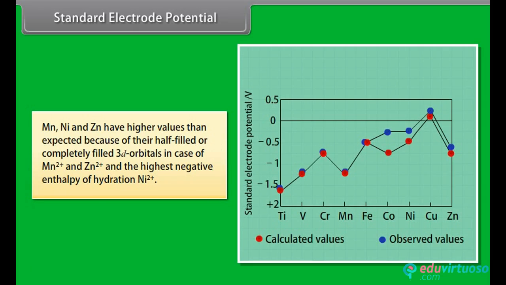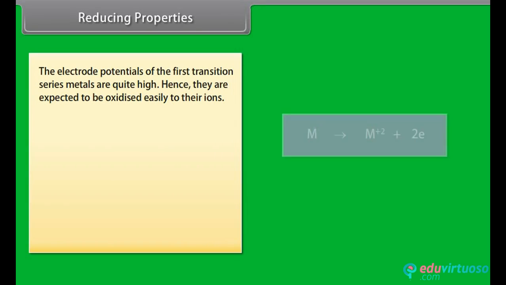Manganese, nickel, and zinc have higher values than expected because of their half-filled or completely filled 3d orbitals in case of Mn2+ and Zn2+, and the highest negative enthalpy of hydration of Ni2+. Reducing properties. The electrode potential of the first transition series metals are quite high.